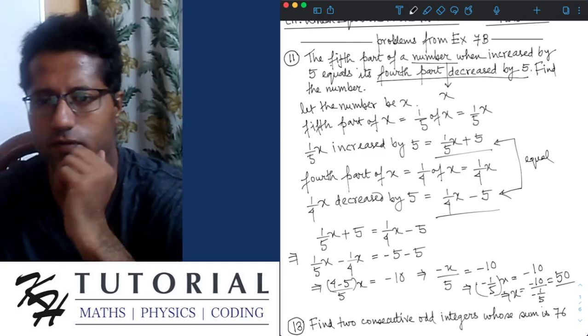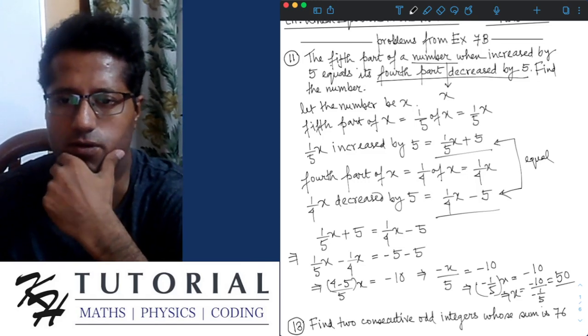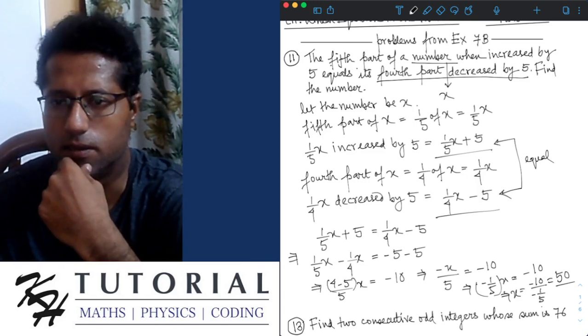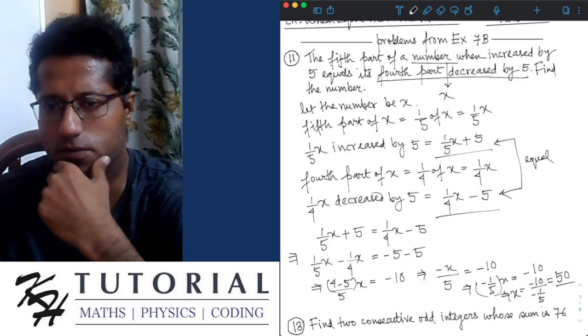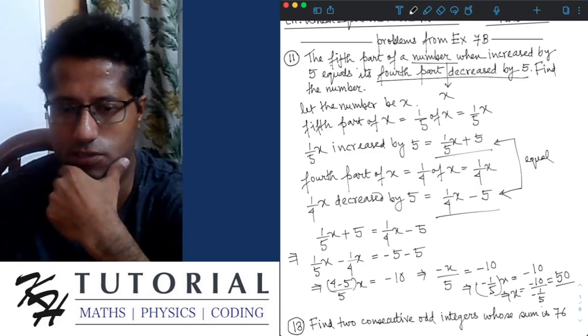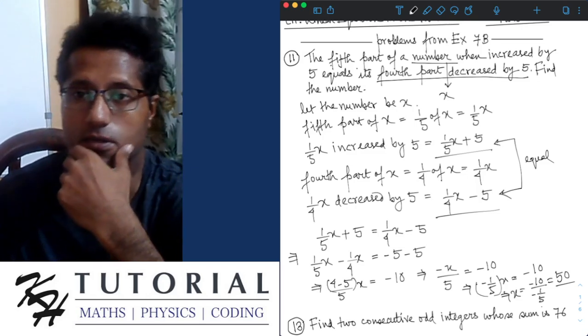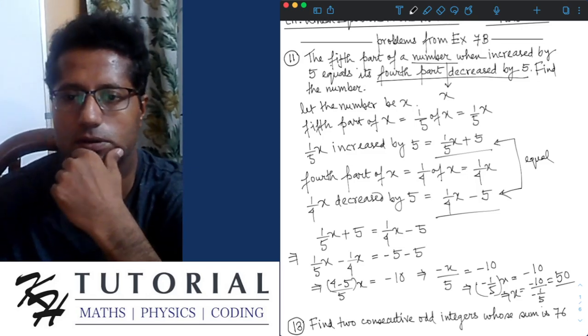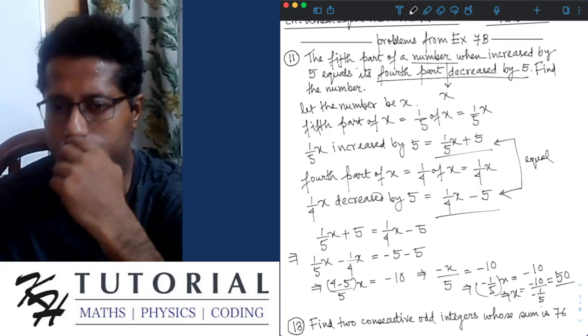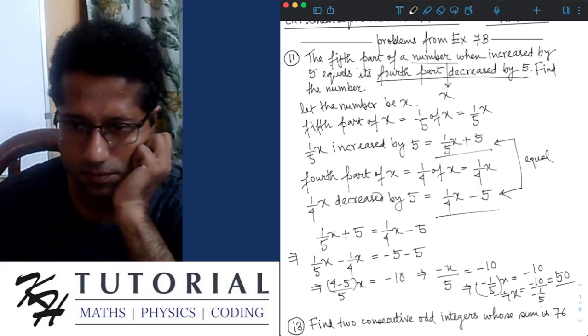The answer is 50. That is the solution of the linear equation, and that means the x we have considered in this linear equation, x is the number given in the problem. So the number is 50.